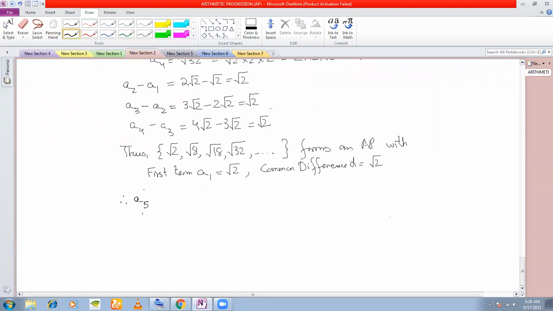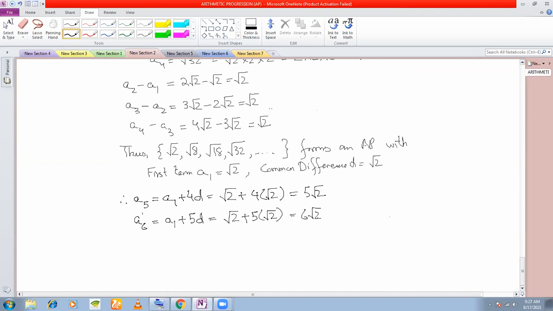After A4, the next term is A5, which is A1 plus 4D. A1 is root 2 and D is also root 2. So this is root 2 plus 4 root 2, which is 5 root 2. Next A6 is A1 plus 5D: root 2 plus 5 times root 2, which is equal to 6 root 2. And A7 is A1 plus 6D: root 2 plus 6 times root 2, which is 7 root 2.